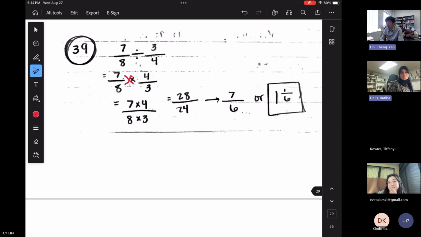No, it can be reduced. Reduced by 4, divided by 4, we got 7. Reduced by 4, divided by 4, got 6. So 7 over 6. Okay, always check the final answer. The final answer has to be a reduced fraction, okay?